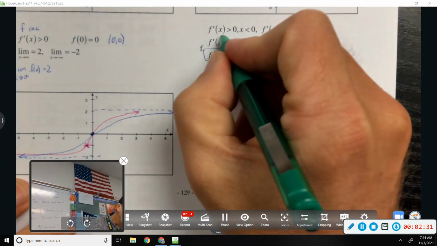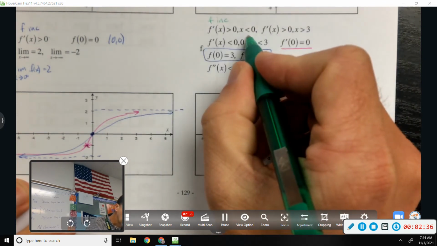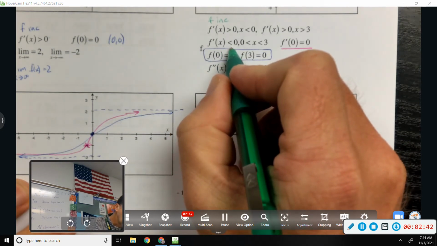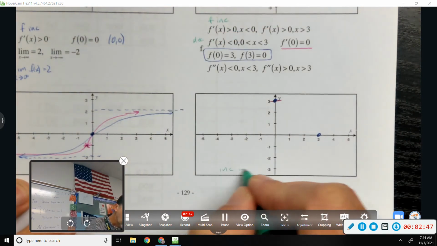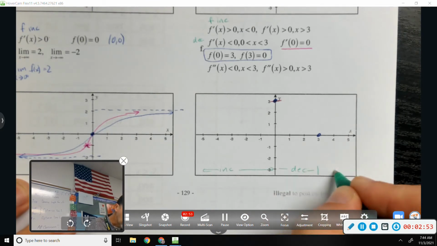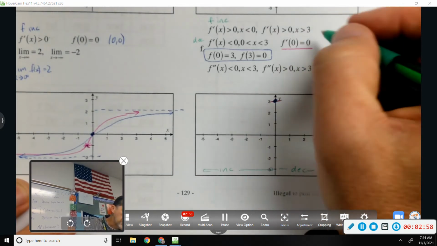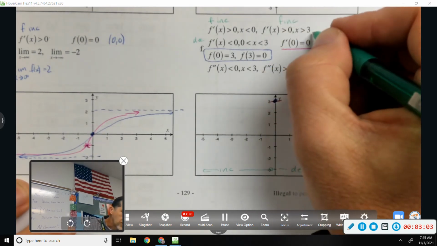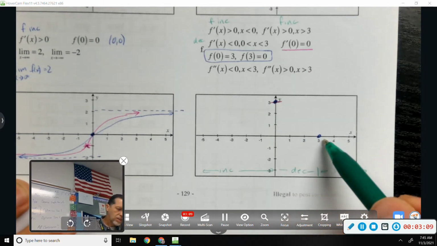So we're increasing. F is increasing when x is less than 0. F is decreasing between 0 and 3. So increasing, decreasing to 3, and then increasing after that. And again, you don't have to label the graph, but maybe it helps. F is increasing when x is greater than 3. Okay, so I've got my increasing, decreasing, increasing on there.